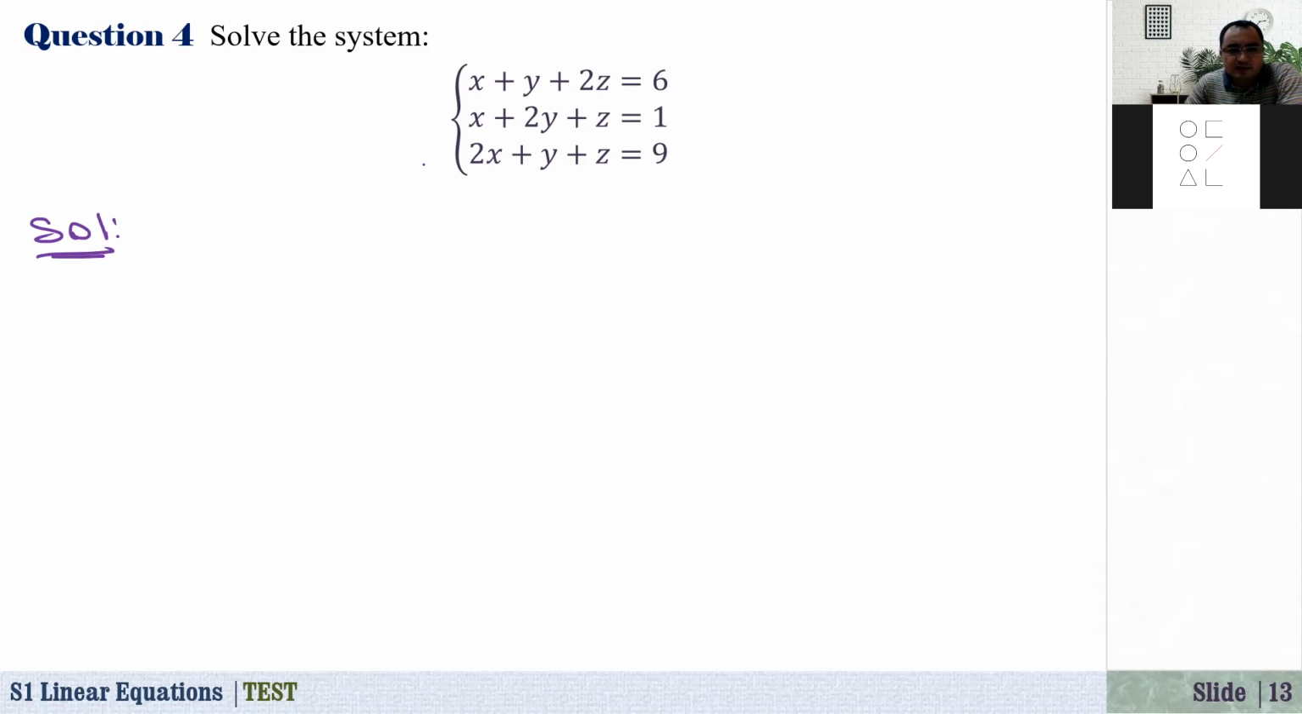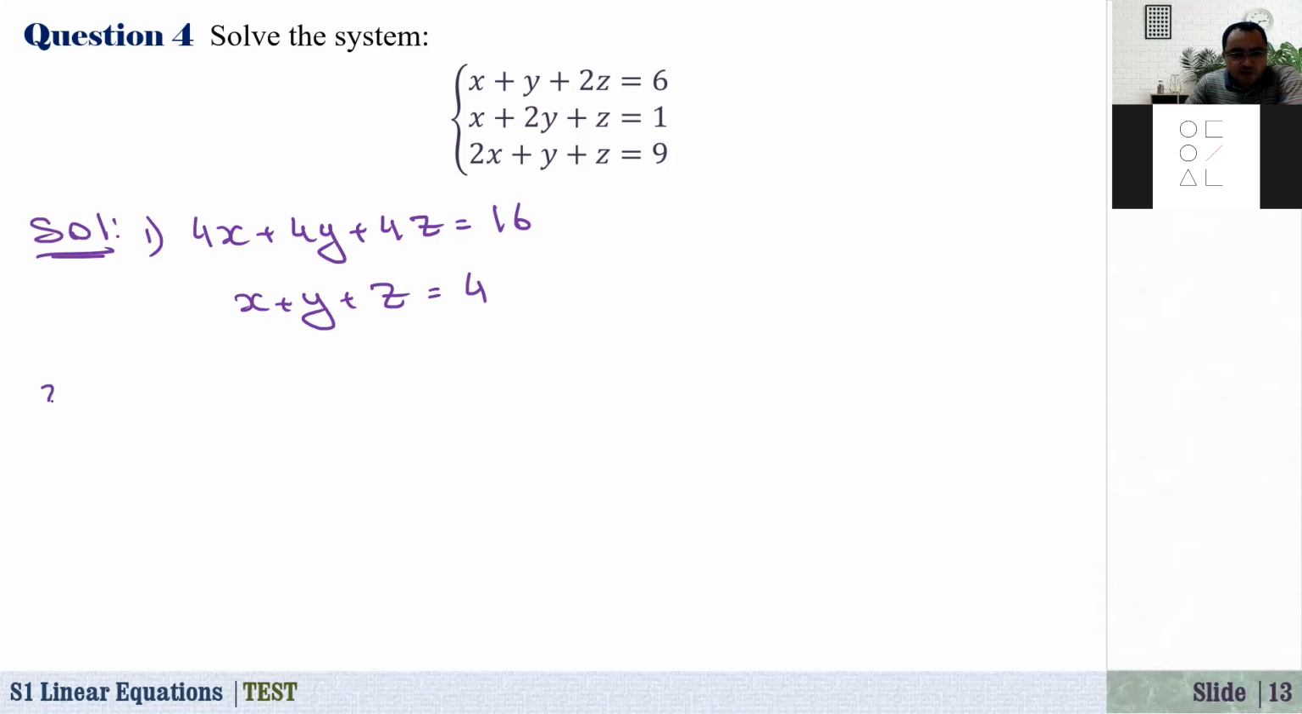X plus 2x, that is 4x. Y plus 2y plus y, that is 4y. 2z plus z, that is 4z. 6 plus 1, 7, 7 plus 9, it is 16. If you divide both sides by 4, because 4 is a common factor on the left-hand side, so here we have x plus y plus z. 16 is divided by 4, that's equal to 4. That's our first step. So now I can get the values of others.